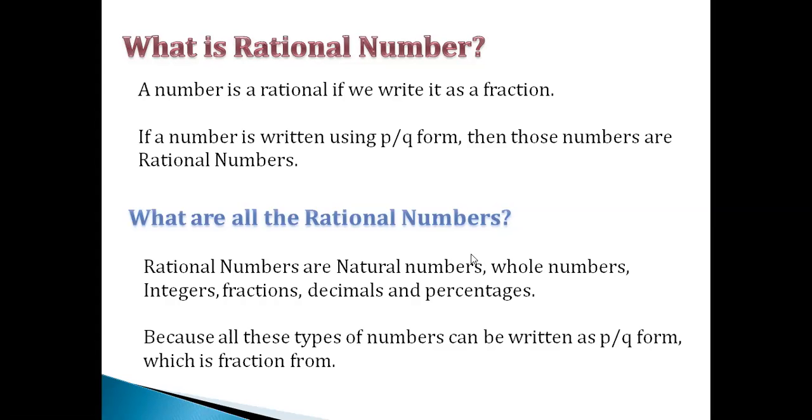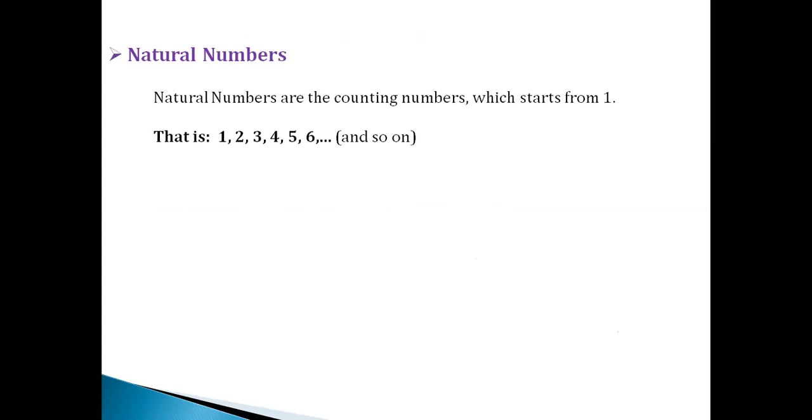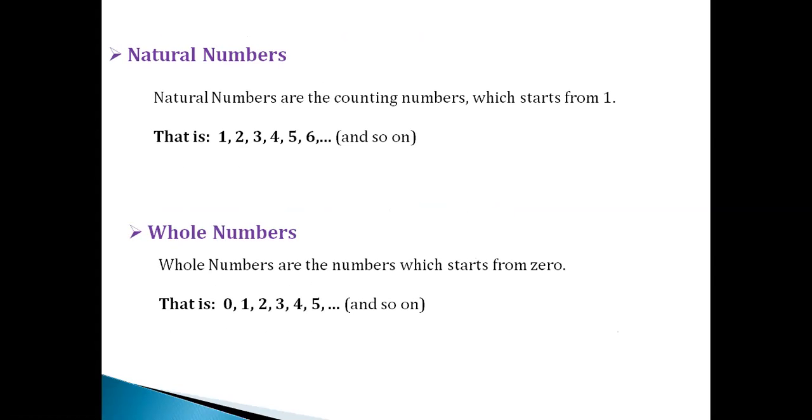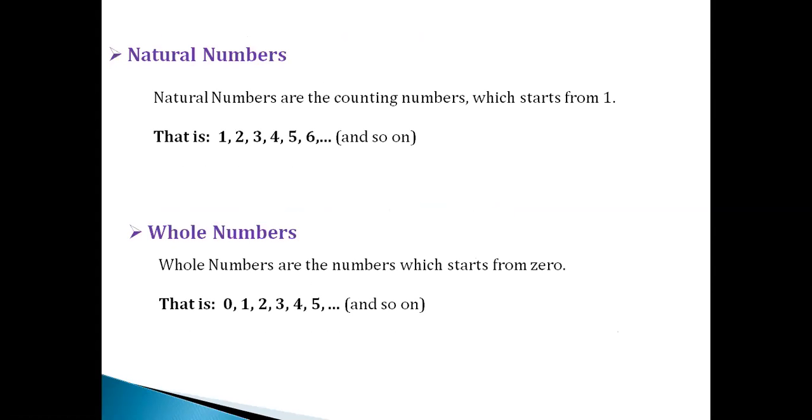Okay, and let's quickly discuss each one of these types, starting with natural numbers. Hope everyone knows that the natural numbers start from 1 and go up to positive infinity. And the whole numbers start from 0, so it is 0 to infinity. So natural numbers start from 1 and whole numbers start from 0. But these natural numbers and whole numbers are rational numbers.